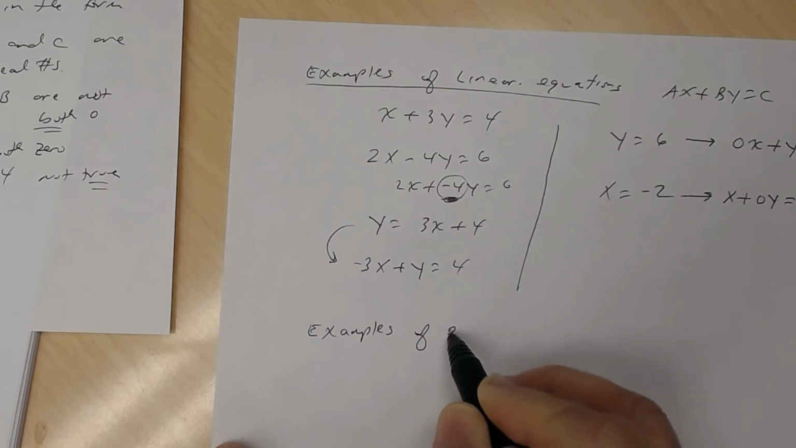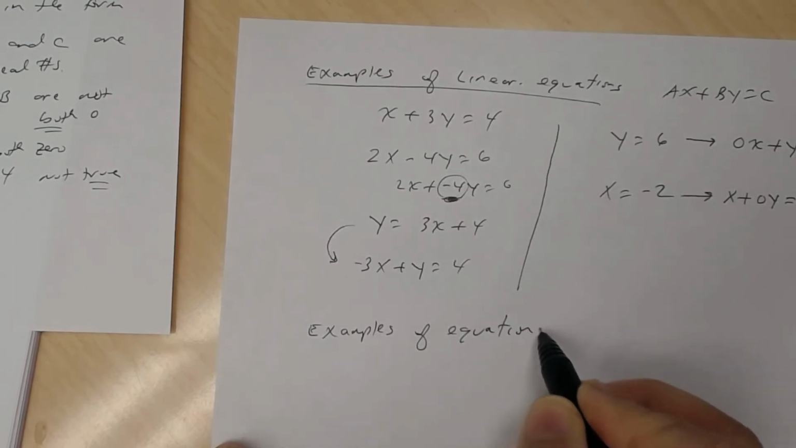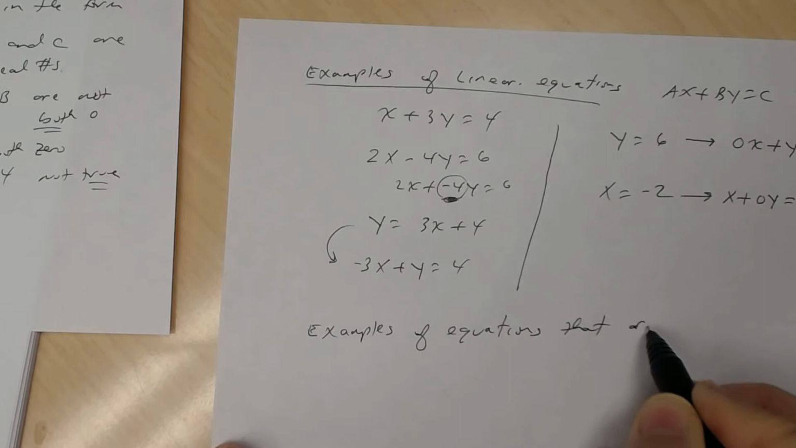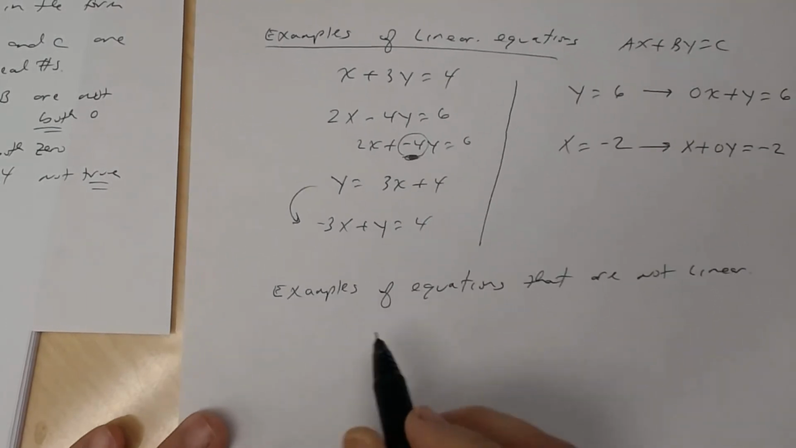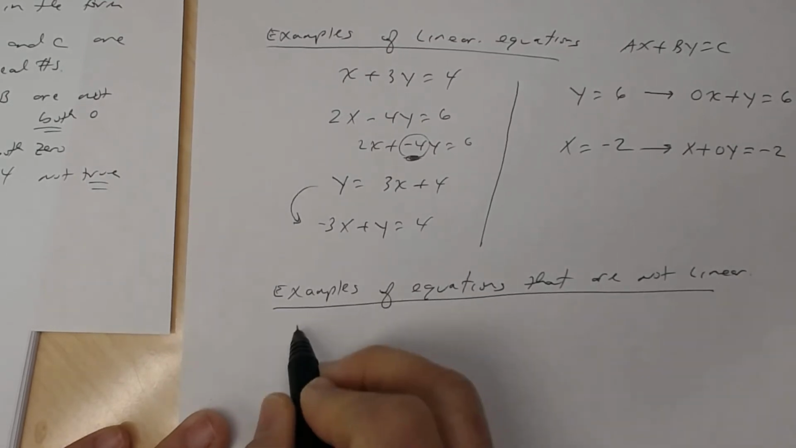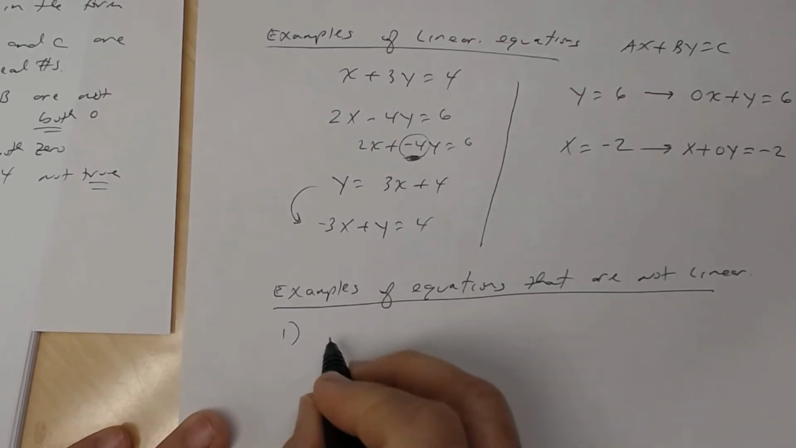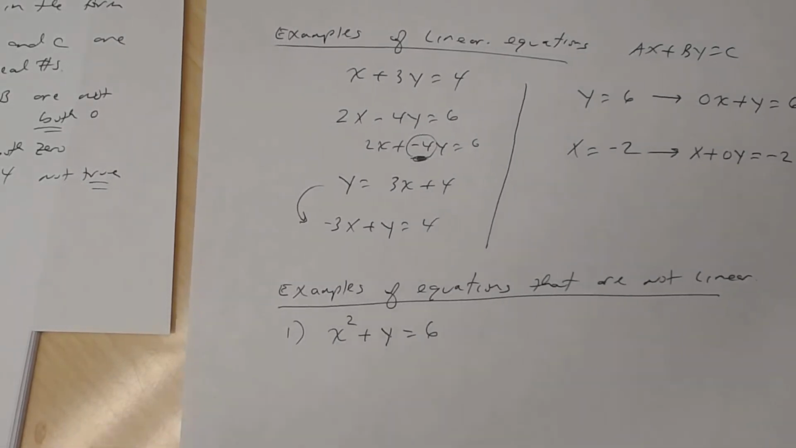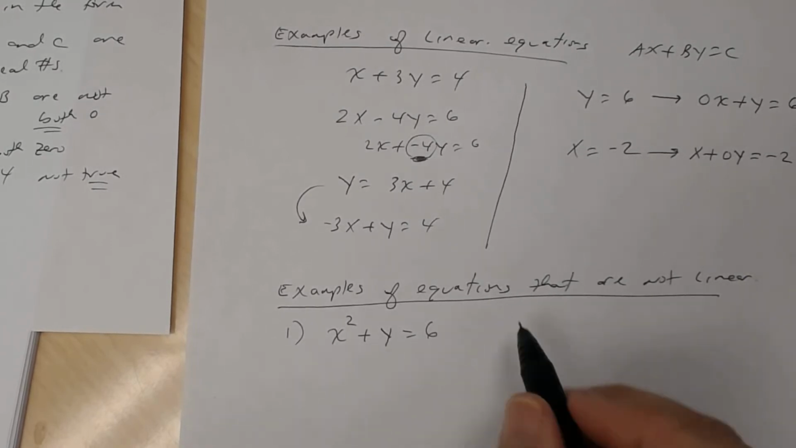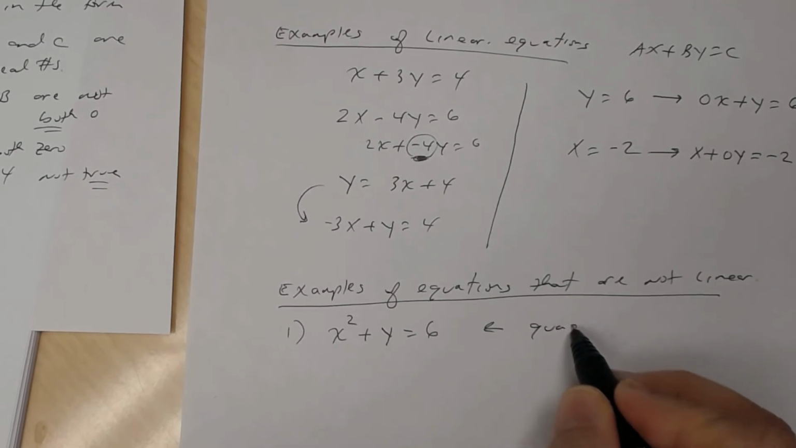Okay, examples of equations that are not linear. Number 1, x squared plus y equals 6. That's not a linear equation. You're going to learn next semester that this equation is quadratic. This is a quadratic equation.